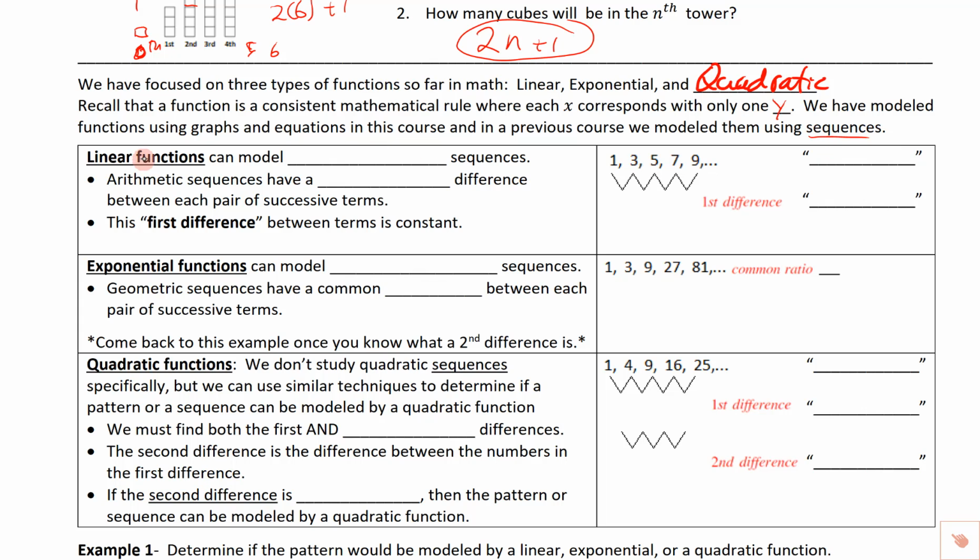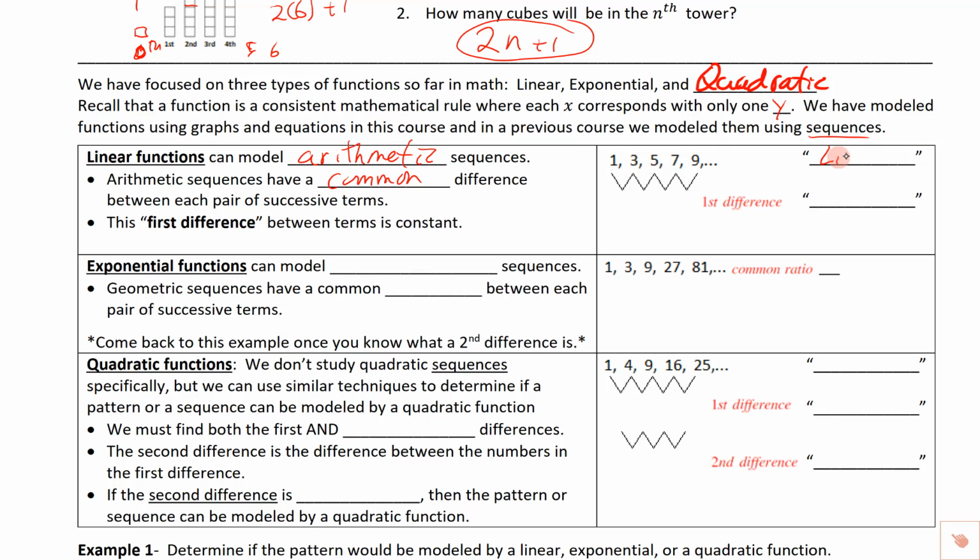So let's talk about linear sequences, linear functions and exponential functions and quadratic functions, and see if we can find some relationships here. So linear functions can model, the word is arithmetic, so write the word arithmetic sequences. And arithmetic sequences have what we call a common difference between each pair of successive terms. So when I take a look at this one, we've got 1, 3, 5, 7, 9, like the sequence that we had up above.